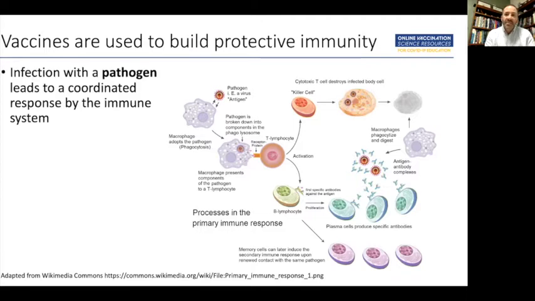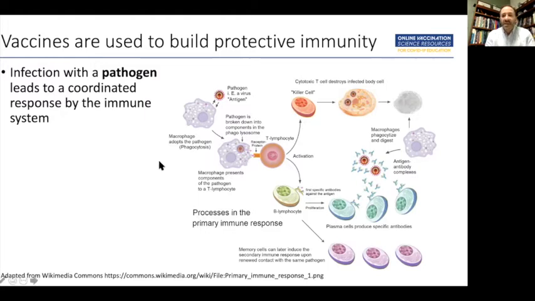So I'm going to introduce a couple of these terms again. A pathogen is an invasive molecule, protein, cell, something that is recognized as not being part of our body. Here, of course, specifically, we're going to be talking about the SARS-CoV-2 virus as that pathogen. And the infection with this pathogen, just like with any other, leads to a coordinated response by the immune system.